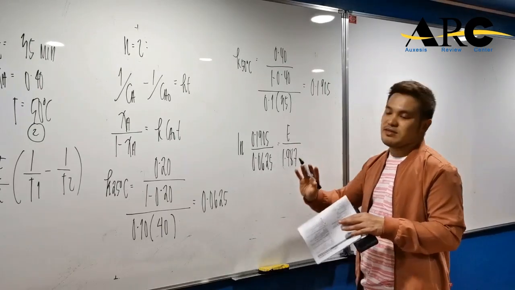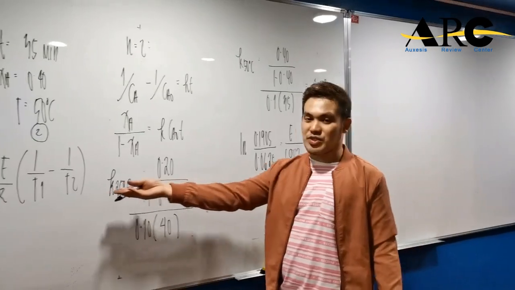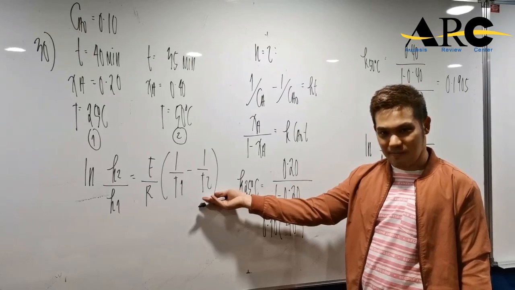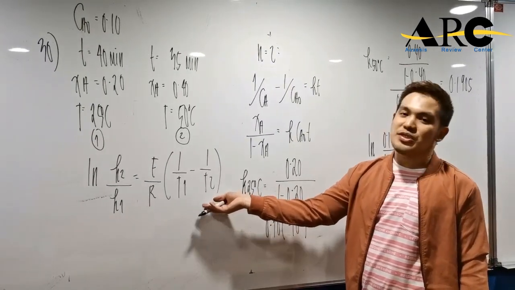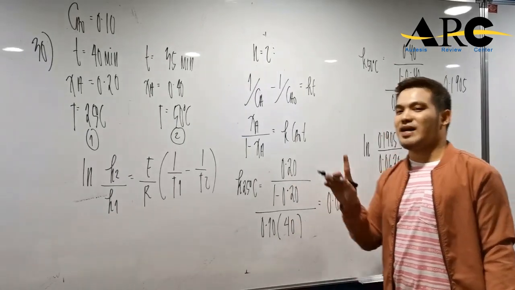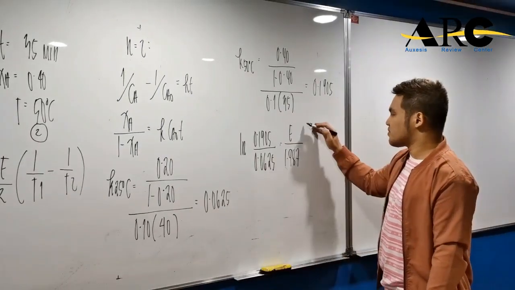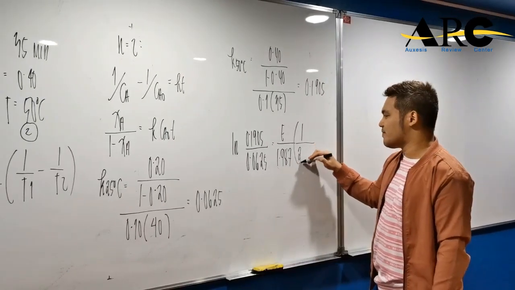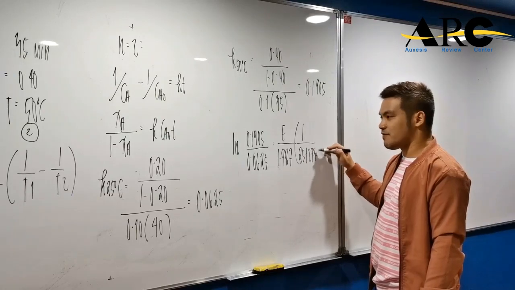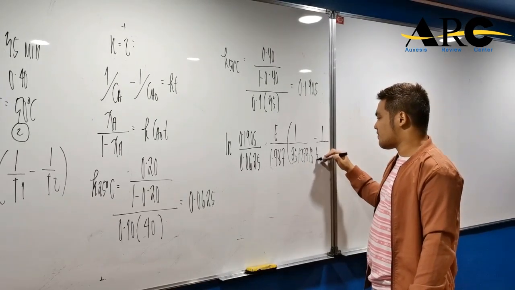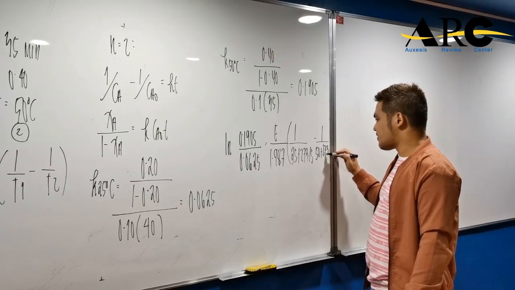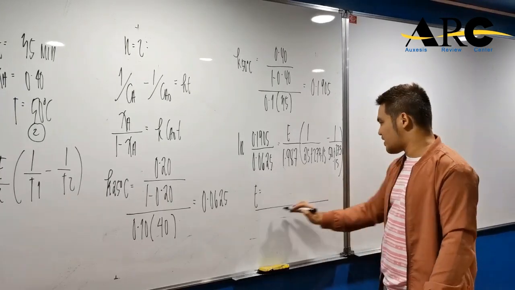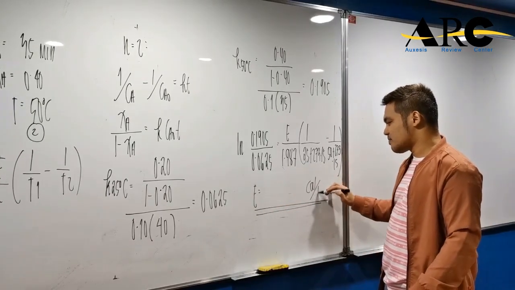So, wag kakalimutan, kapag nagsisolve tayo ng ganitong equation, di ba, medyo familiar sa inyo, halos kaparehas niya yung Clausius-Clapeyron, di ba, na equation. So, kapag nagsisolve tayo ng mga ganitong equation, dapat absolute temperature. So, meaning to say, ang T1 dapat natin is naka-Kelvin. So, we have 25 plus 273.15 minus 1 over 50 plus 273.15. So, ilan ang makukuha nating activation energy in calories per mole?